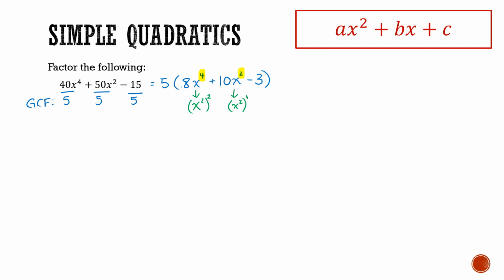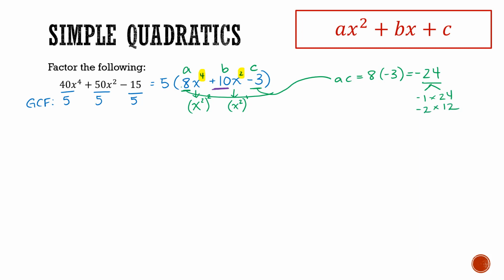So now I'm going to treat this like the quadratics before and identify my a, b, and c terms. I've got a is equal to 8, b is equal to 10, and c is equal to negative 3. From here I'm going to multiply my a and my c values, and I get 8 times negative 3, which gives me negative 24. Now to find factors for this that add up to positive 10. Okay, I have negative 1 times 24, that's not going to work. Negative 2 times 12, bingo. These two values add up to 10.